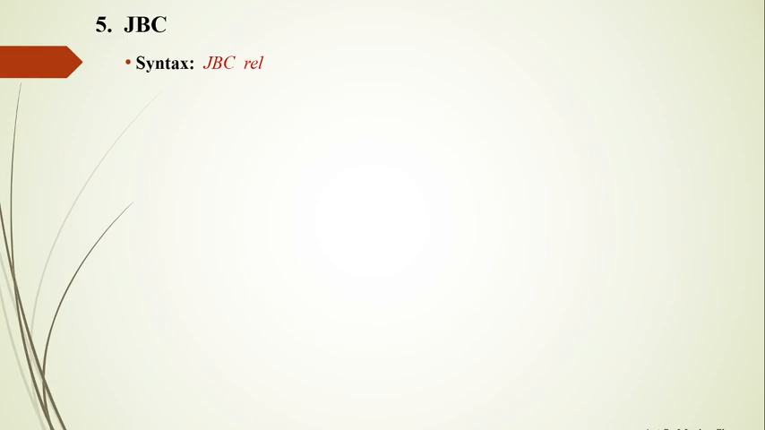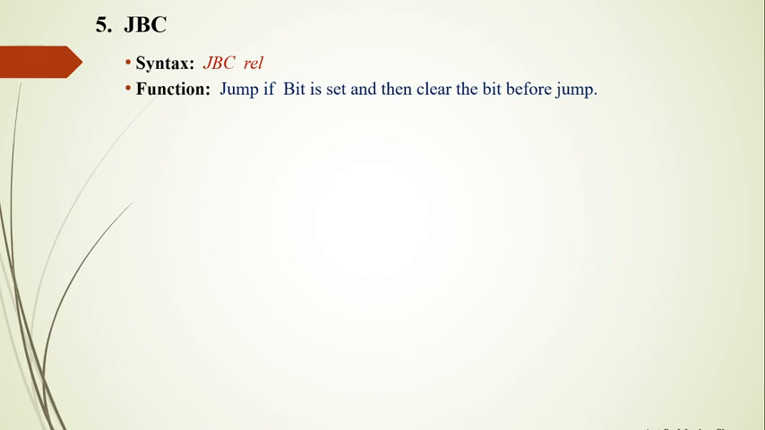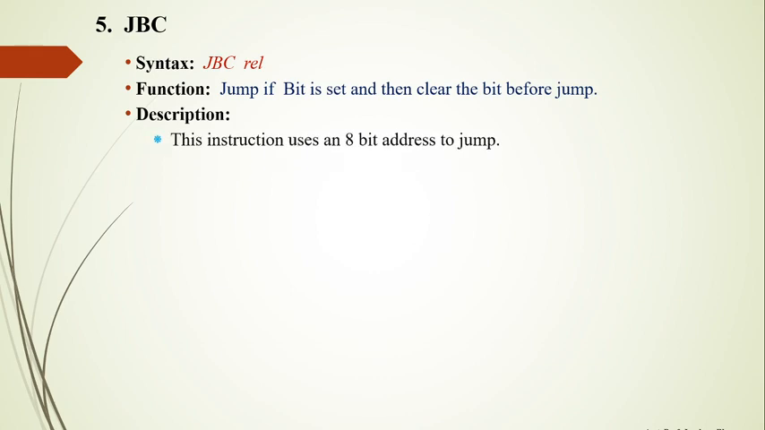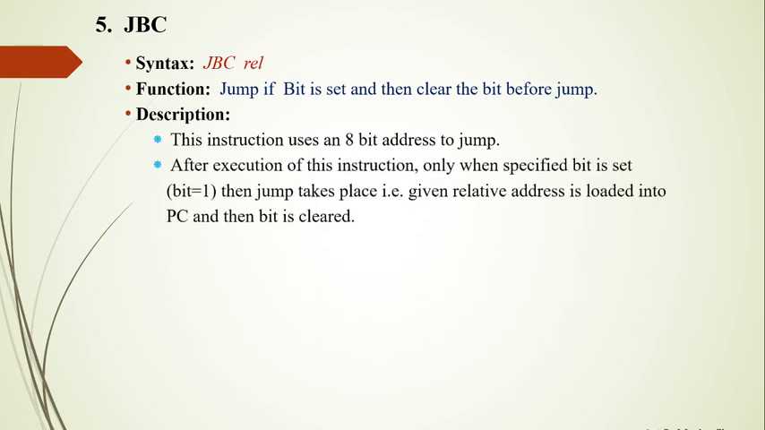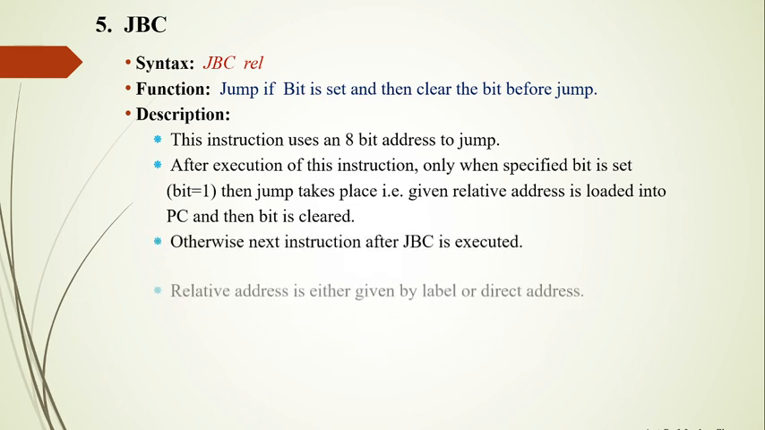JBC. So here, syntax is JBC, relative address. Jump if bit set, and then clear the bit before jump. So this instruction uses an 8-bit address to jump. In this instruction, the jump will be taken only when the specified bit is set, and it must be cleared before the jump is taken to the given address. Otherwise, next instruction after JBC is executed.